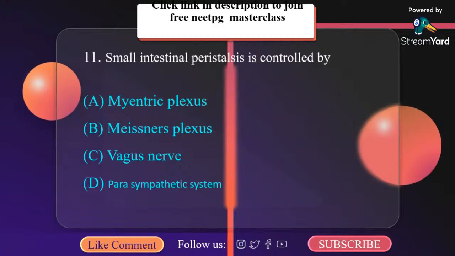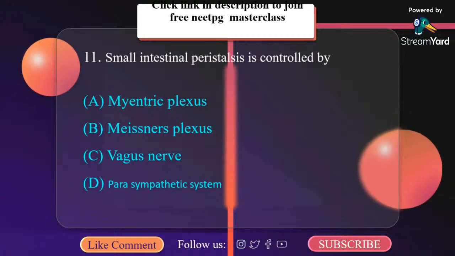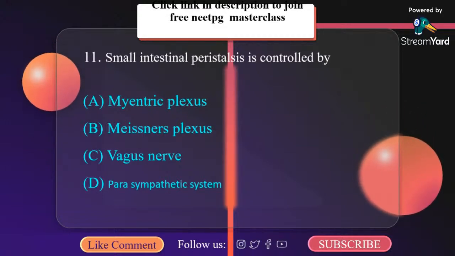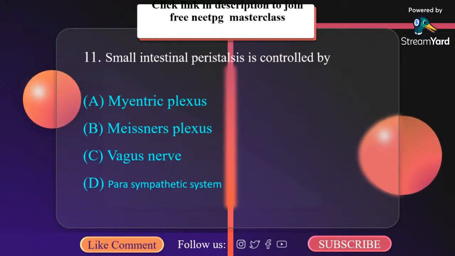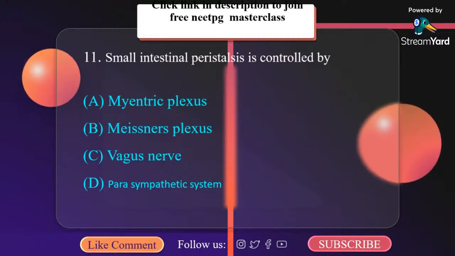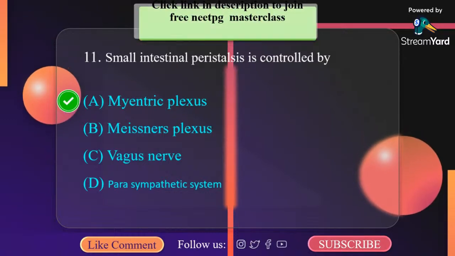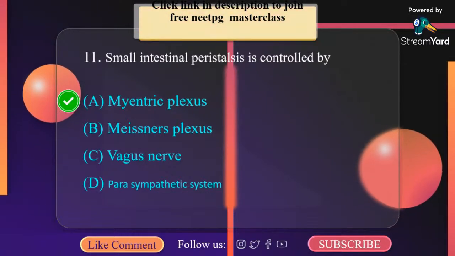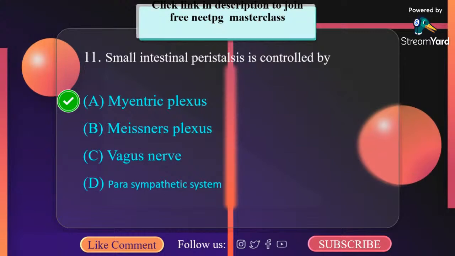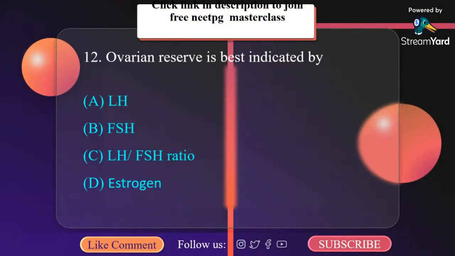Submucous, that is Meissner plexus, situated between the middle circular layer and the mucosa, is primarily concerned with control of intestinal secretion as it innervates the glandular epithelium, intestinal endocrine cells, and submucosal fat cells. So the correct answer here is A. Myenteric plexus. So small intestinal peristalsis is controlled by the myenteric plexus.